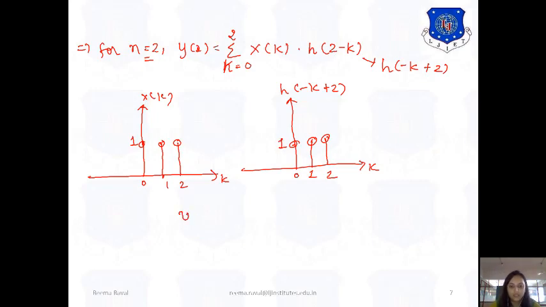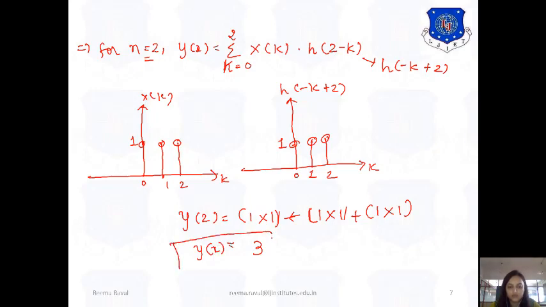So here y of 2 will be the multiplication of the respective values, and as you can see, all of the instants in both sequences are the same. So it will be 1 into 1 plus 1 into 1 plus 1 into 1. Okay, so the answer will be 1 plus 1 plus 1, that is 3. So here we have got y of 2 equals 3, right? Similarly, we have to do this for n equals 3 and n equals 4. Okay.